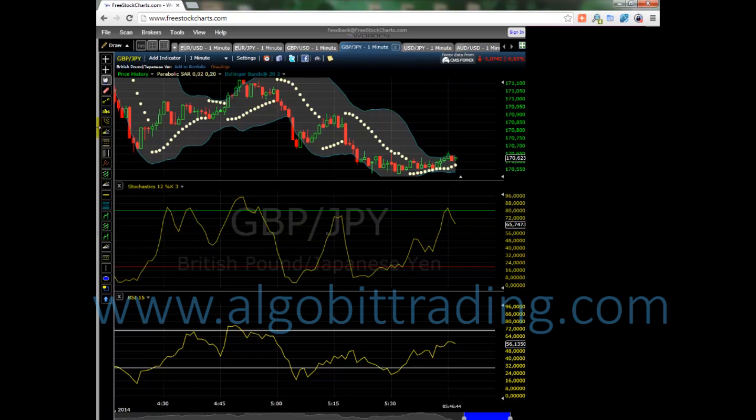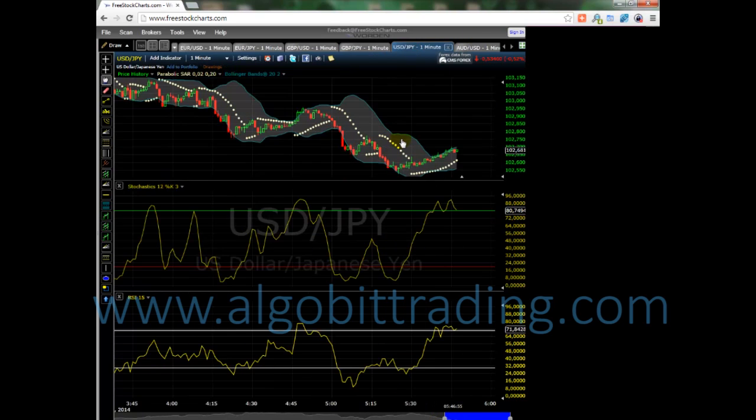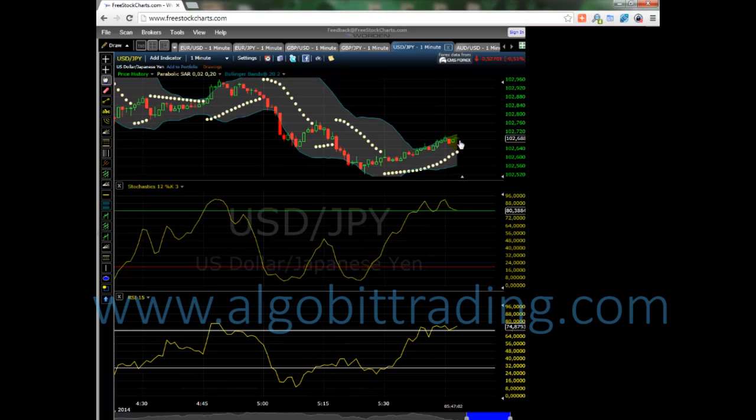Pound yen. You can see here, if I zoom in a little bit, this was a good situation to trade down, but I didn't get the confirmation from the RSI. Maybe I would enter this trade, maybe I wouldn't. So US dollar, Japanese yen, we are getting a good situation to trade here.